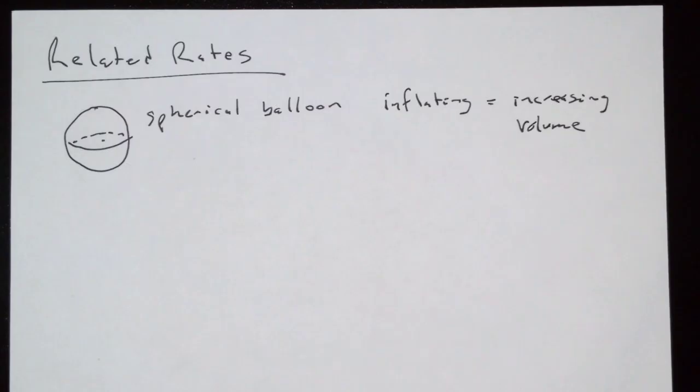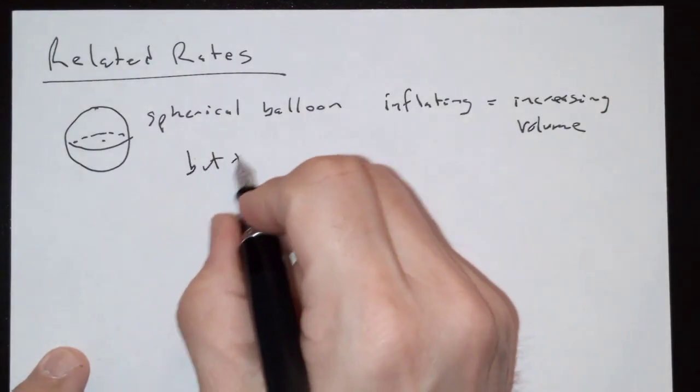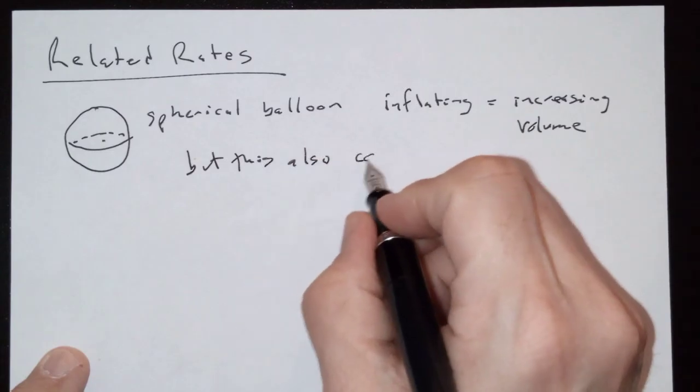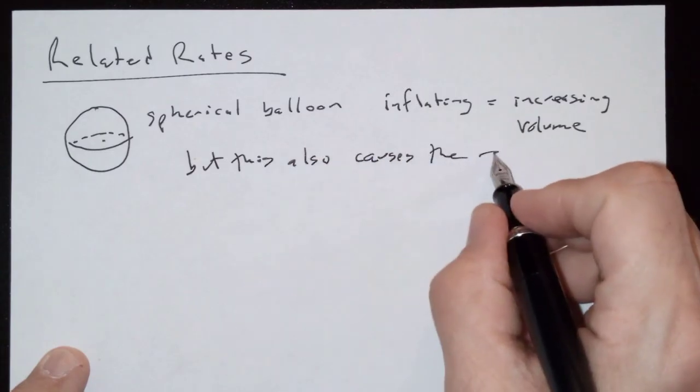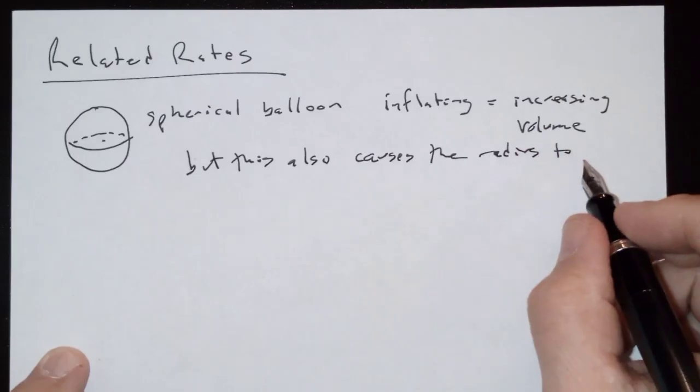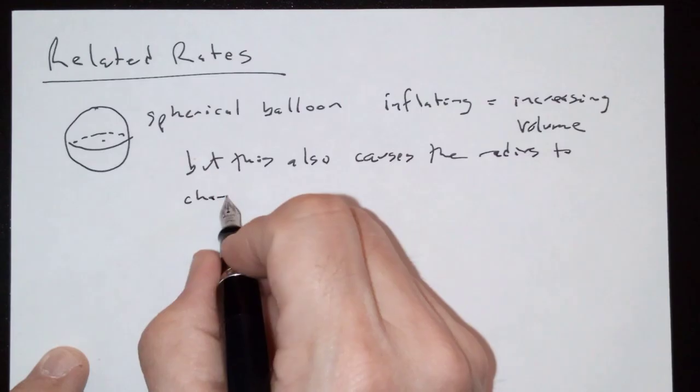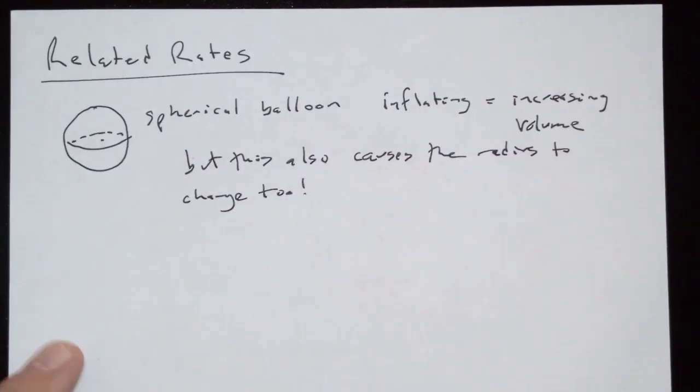But if I increase the volume, then the balloon itself gets larger. And that changes the radius. Since I've got both of those things changing, I might ask how one changes with the other.